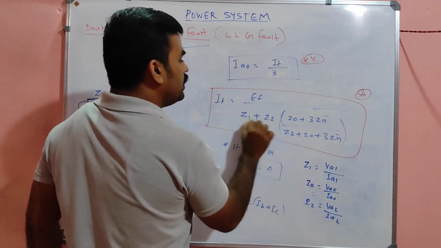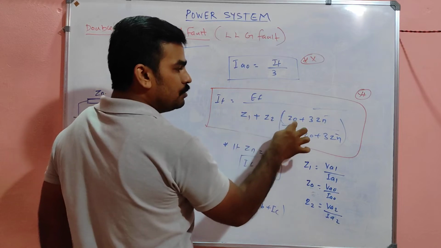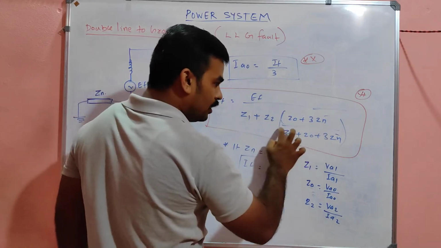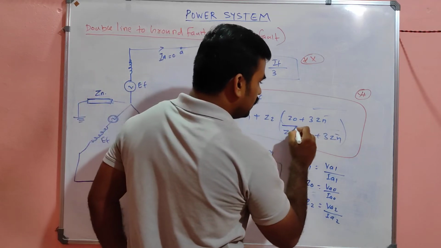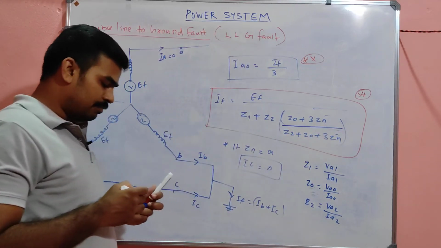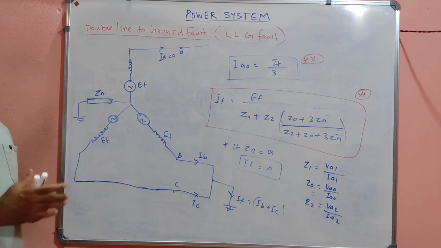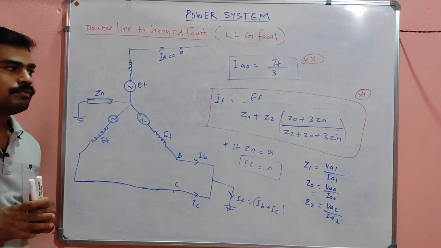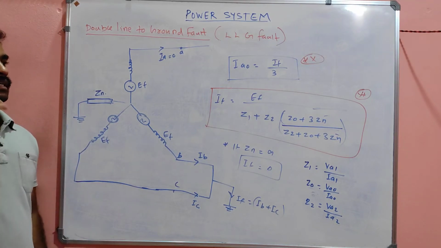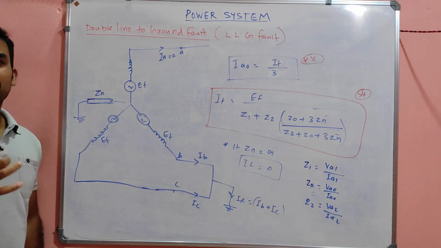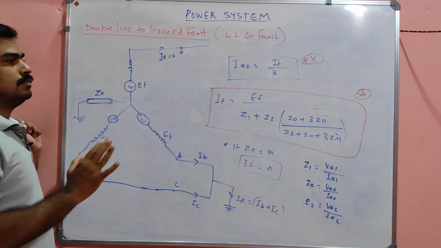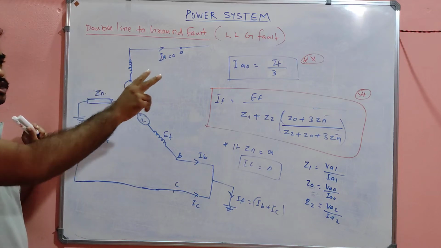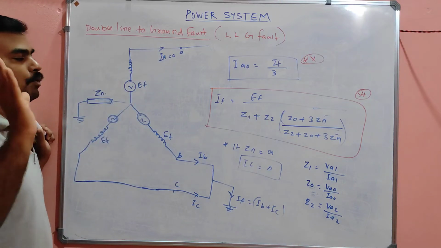So EF divided by Z1 plus Z2 into Z0 plus 3Zn, whole divided by Z2 plus Z0 plus 3Zn. This is the equation of the fault current in a double line to ground fault. That's all. These two equations are really important.